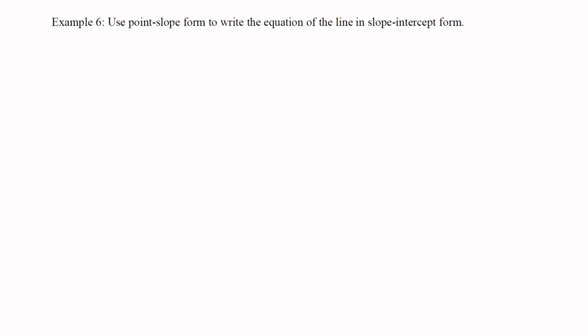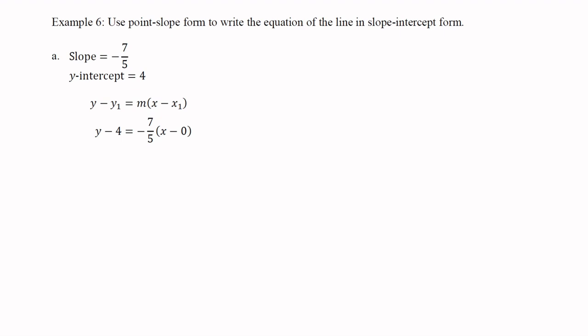So we're going to use point-slope form to write the equation of a line in slope-intercept form. We're given a slope and we're given the y-intercept. Now we could do this by simply plugging it into slope-intercept form, but the directions specifically say to use point-slope form. So we are going to use y minus y1 equals m times the quantity x minus x1. Remember, if you're given the y-intercept, you are given the point (0, 4). So we can plug 4 in for y1, 0 in for x1, and then, of course, negative 7/5 for your slope m.